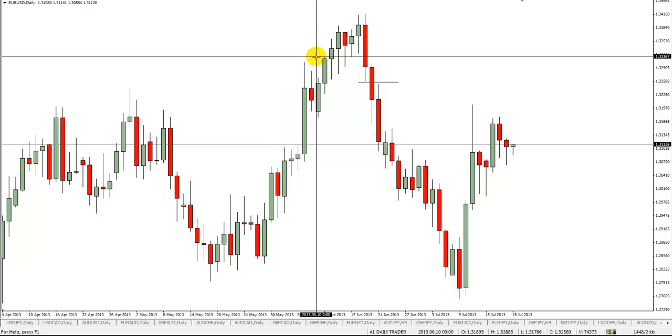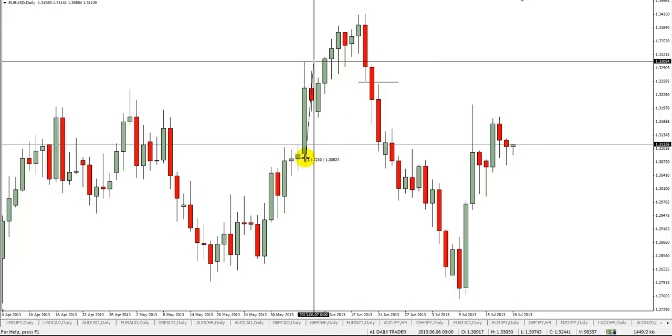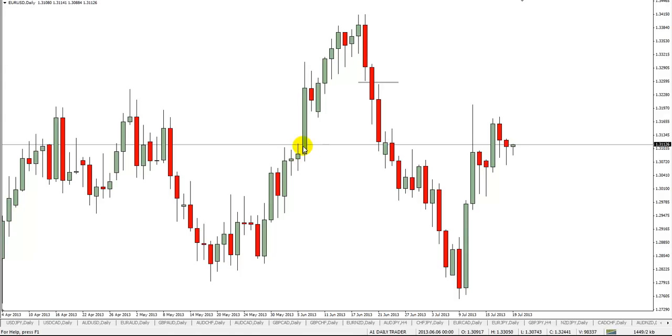Ideally, I'd like to see my big shadow candle be bigger than this one, which is 226, so clearly it is bigger than our big shadow. But I like to see the big shadow candle be the largest candle of the last 6 to 10 candles. Now, if I use 10, I'm being really conservative. If I use 6, I'm not being as conservative.